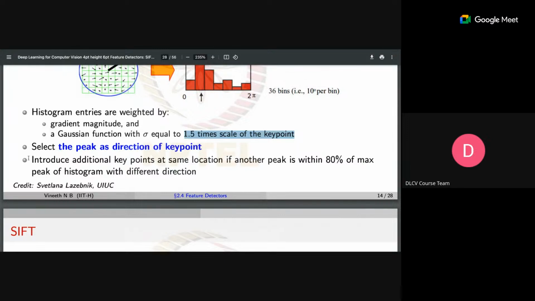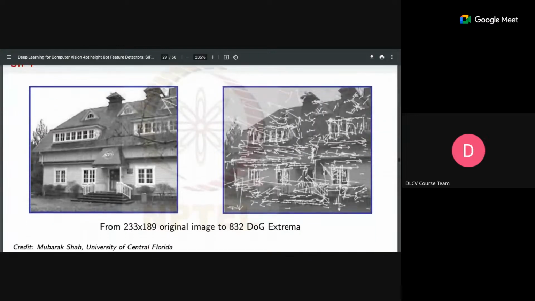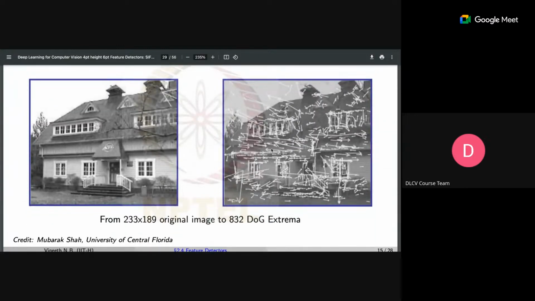And there is another step which says that if there are multiple peaks in your histogram, then you take another peak within 80% of the max peak of the histogram with a different direction. You can see here one example is shown. This is the original image, and this is the 832 DoG, difference of Gaussian extrema, with the directions given. All these arrows in the image are the directions of the peaks, the key points.